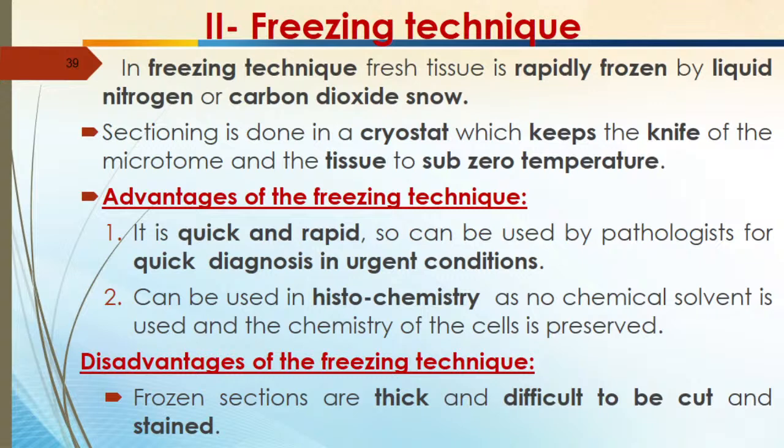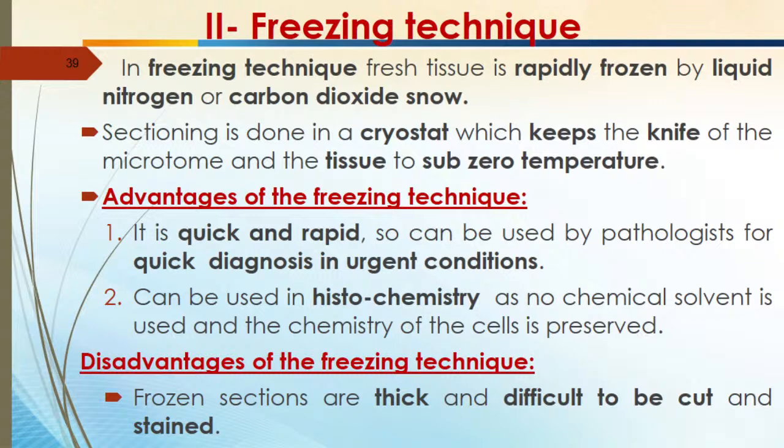In the freezing technique, fresh tissue is rapidly frozen by liquid nitrogen or carbon dioxide snow. Sectioning is done in a cryostat, which keeps the knife or the microtome and the tissue at sub-zero temperature. Advantages of the freezing technique.